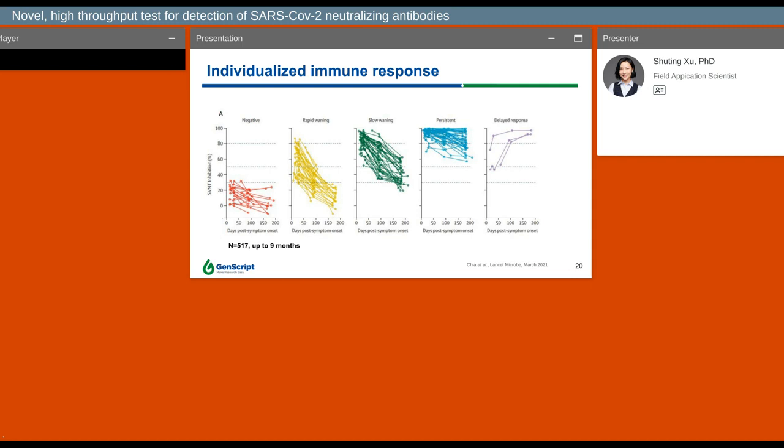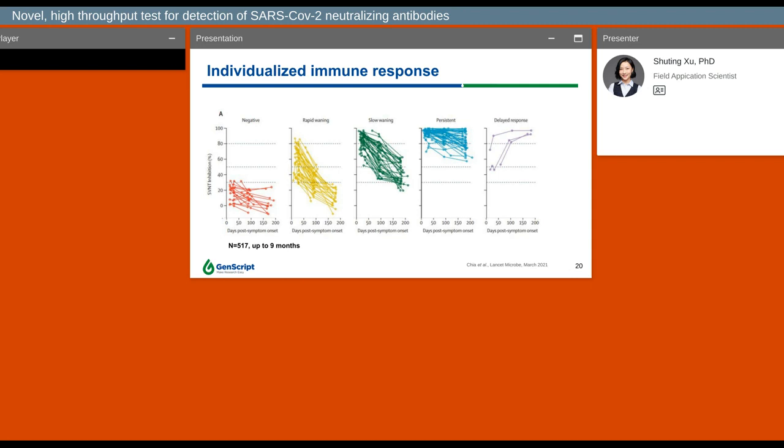So this study already gives us a first hint that, even though everyone can be infected with the virus, that doesn't mean you are immune post-infection, because you could belong to any of these 5 groups without knowing it. Some people could have a longer term of protection and some have a very short term.